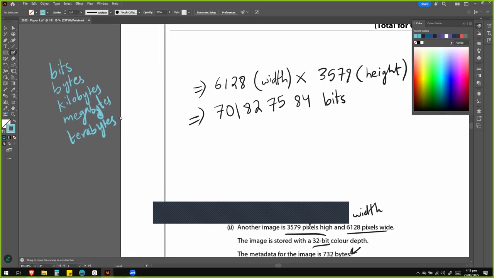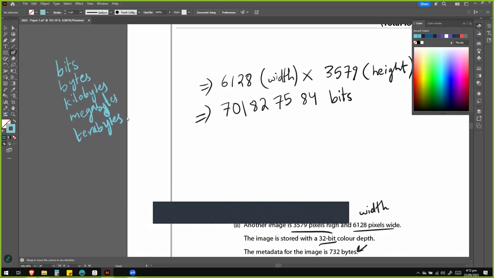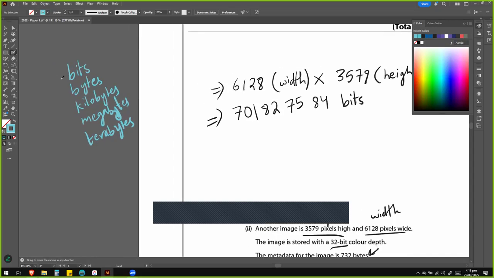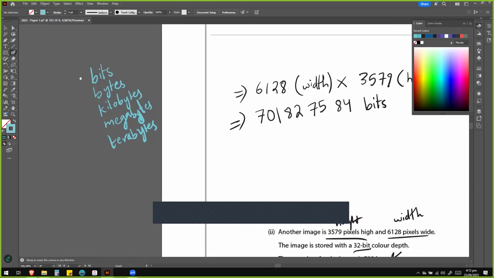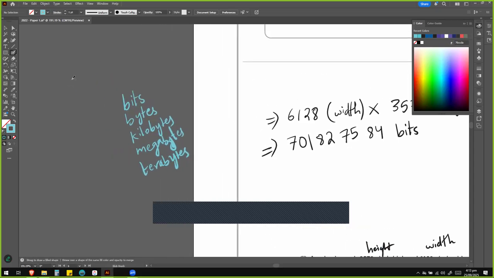So now we have this ladder built in front of us. Now you remember, the smallest value we have here is bits, but the bigger value, bigger than bits, is bytes. How many bits do we have in a byte? Let me actually draw dashes. Easier. 1, 2, 3, 4, 5, 6, 7, 8. 1 byte.